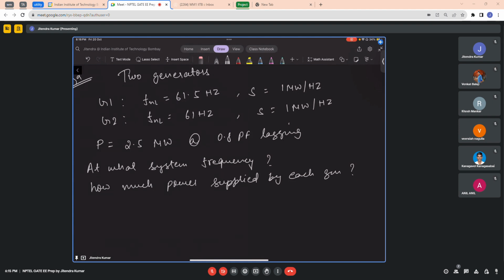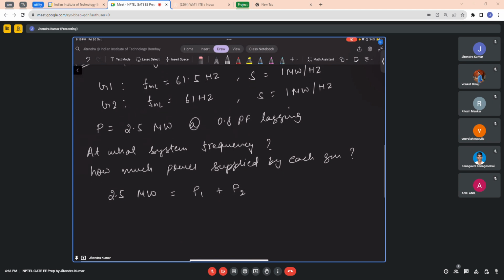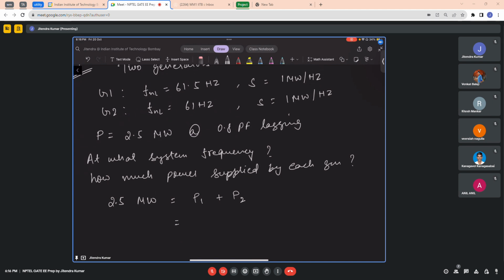Such questions are very much relevant; they could be asked either from power systems or synchronous machines. Okay, so basically, first what we should do: 2.5 megawatt would be supplied from generator 1 and generator 2. That's for sure. Now, the expression of power is what? Means I am asking what is the expression of power. So it will be slope, right? Megawatt per hertz into hertz, right? So first thing is slope of the first generator into no load frequency minus the common frequency at which the system will operate.